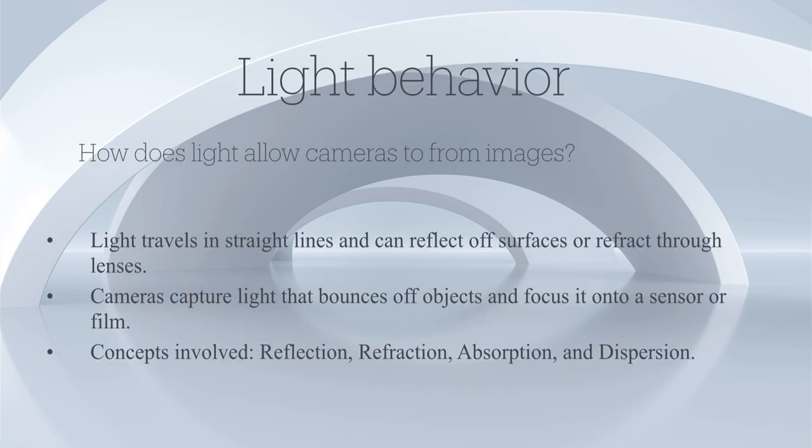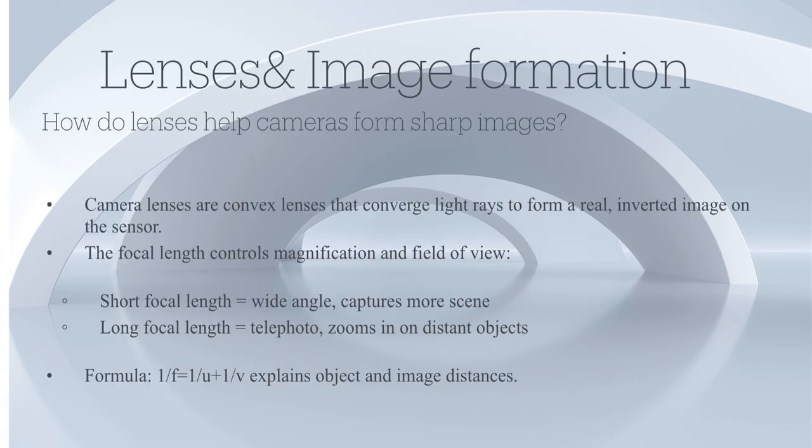Light behavior. How does light allow cameras to form images? Light travels in straight lines and can reflect off surfaces or refract through lenses. Cameras capture light that bounces off objects and focus it onto a sensor or film. Concepts involved: reflection, refraction, absorption, and dispersion.